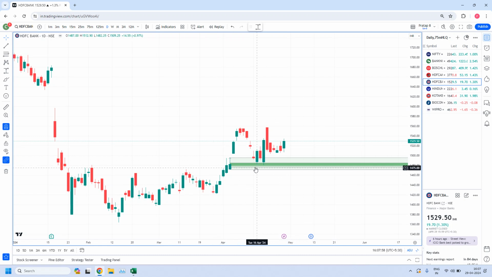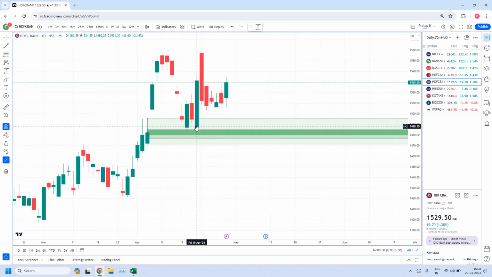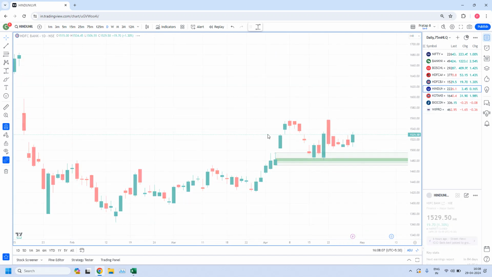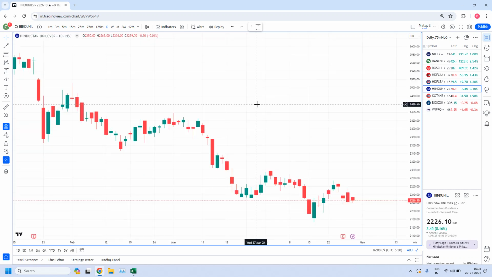This zone is already tested twice. The second time prices went more deep inside. That is what I explained in that video. So please refer to that. Next one is Hindustan Unilever.